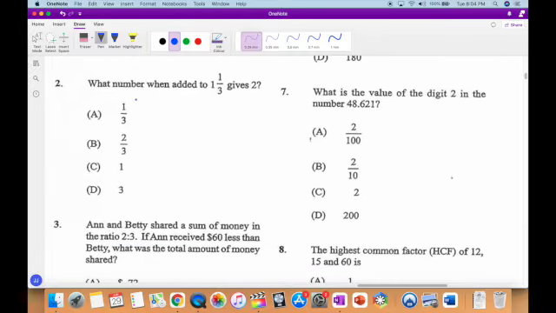A number when added to 1 1/3 gives 2. So what number is that? Well, let's change this to an improper fraction. 3 ones are 3 and 1 is 4, so that is 4/3 plus some number will give us 2. And how could we express 2? Well, we could express 2 as being 6/3. 6/3 is 2, so we could see here that obviously 2/3 will be the number we're looking for.